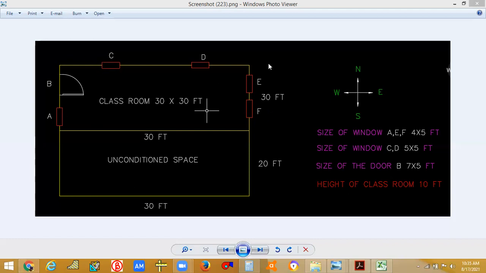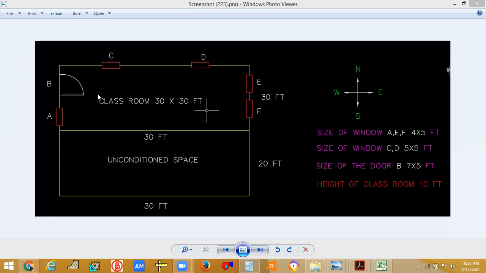So this is the classroom. This is the unconditioned space. The dimension is already given, 30 into 30 feet, which means 30 feet length and 30 feet width. And the unconditioned space, 30 feet is the length and 20 feet is the width. And A, C, D, E, and F show the windows, and for A, E, and F, the dimension of the window is 4 into 5 feet, 4 feet width and 5 feet height. Okay. Now, the size of windows C and D is 5 into 5 feet.